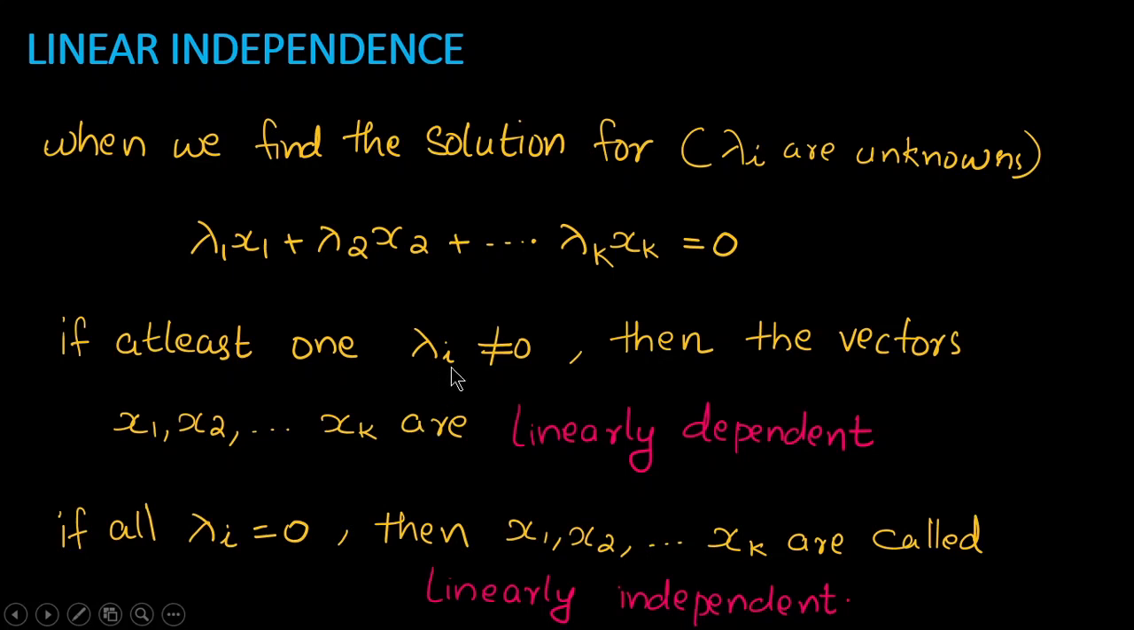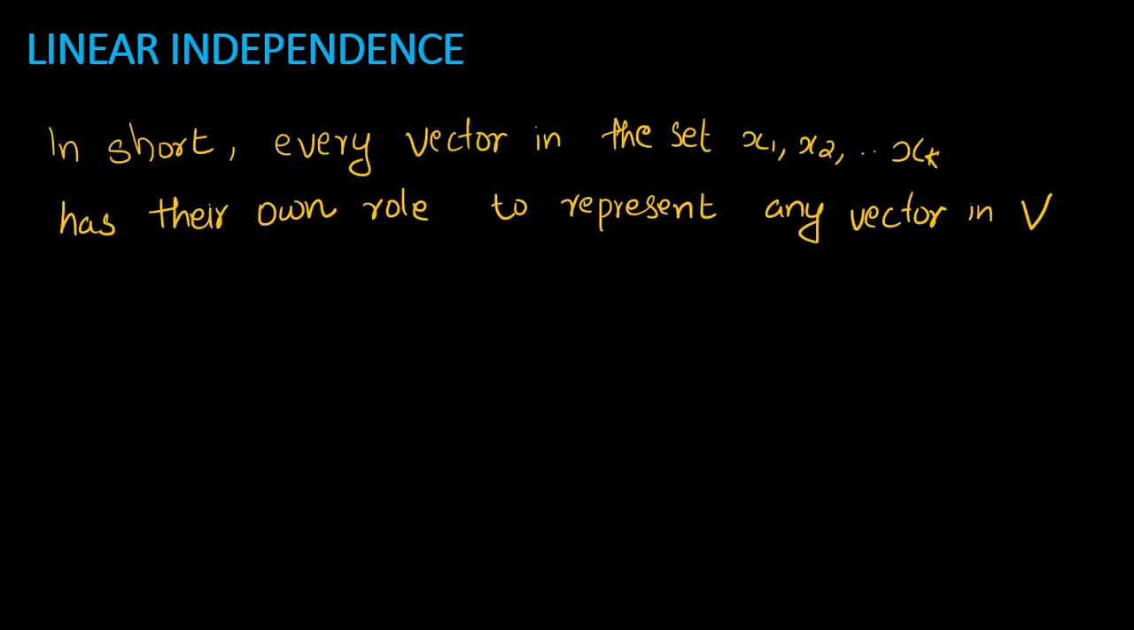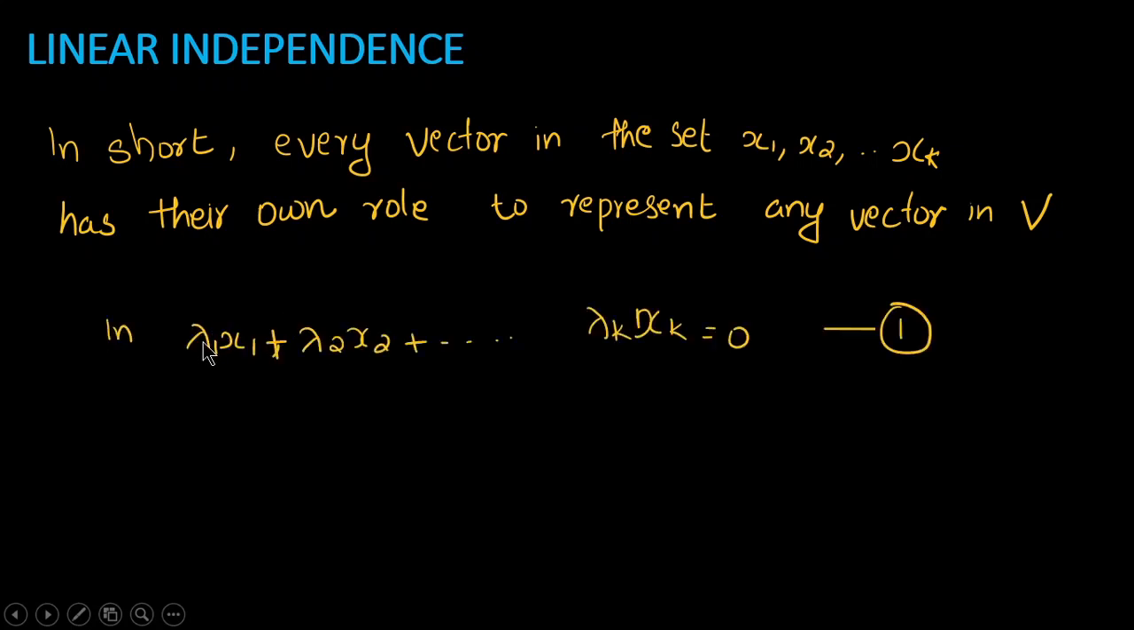And if all the lambda values are 0, then these vectors are linearly independent. Let's see how it comes. In short, every vector in the set x1, x2, etc. xk has its own role to represent any vector in V. For that, we can take this equation once again: lambda 1 x1 plus lambda 2 x2 plus etc. lambda k xk is equal to 0.